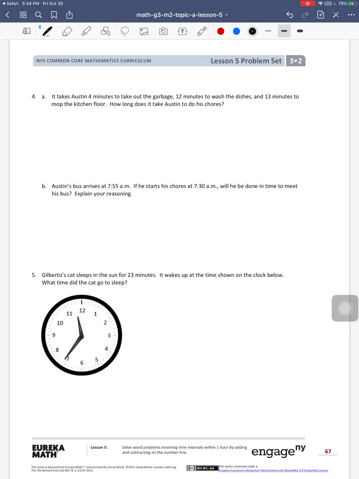You know what? I think I'm going to make a tape diagram because I think that would be the easiest for me. So 4 minutes is a time, 12 minutes, and 13.